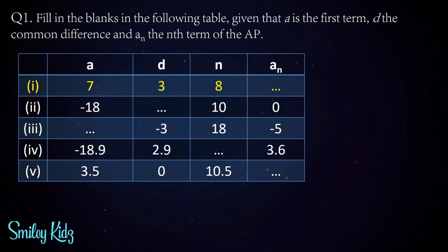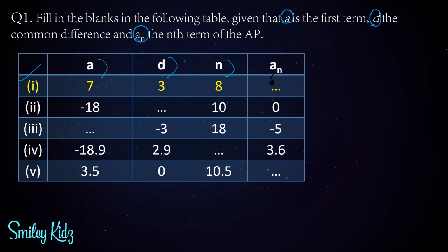Question 1. Fill in the blanks in the following table. Given that A is the first term, D the common difference, and AN the nth term of an AP. Now in this, the first sub-question is A is equal to 7, D is equal to 3, N is equal to 8 and AN is equal to question mark. That is what we're going to find out, right?